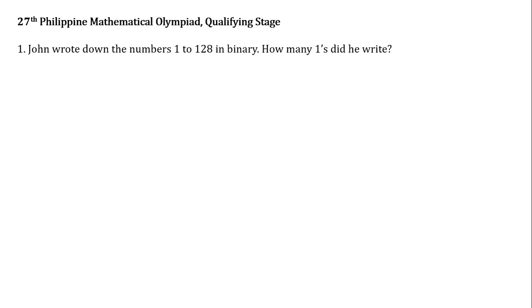Alright, so how do we solve this problem? We can do casework. We can divide the solution into cases depending on the number of ones used in the binary expansion of the numbers from 1 to 128, because some of these numbers will have only one digit 1 in its binary expansion, others will have two ones, others will have three ones, and so on. So for case 1, what if there's only one digit 1 in the binary expansion?